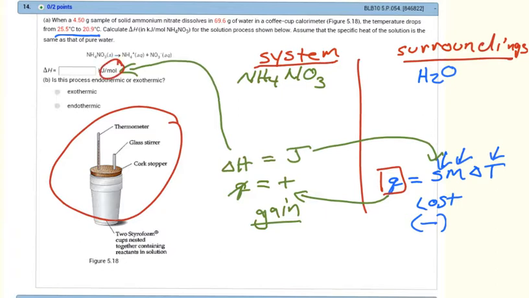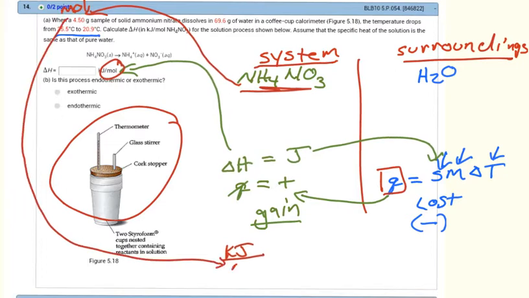And so we're going to have to take our kilojoules and divide it by the amount of ammonium nitrate that we used. And you'll notice it said that we used 4.5 grams of ammonium nitrate. So if you converted that to moles, you could divide your kilojoules by that moles, and then you'd have the answer that they want.